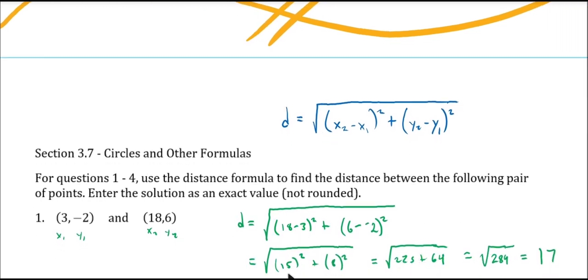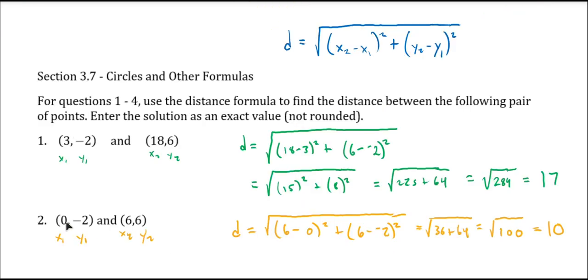18 minus 3 gives me 15. 6 minus minus 2 gives me 8. Squaring each of these and taking their sum, I get 289, which is actually a square. It's 17 squared. And so taking its square root, we just get 17.